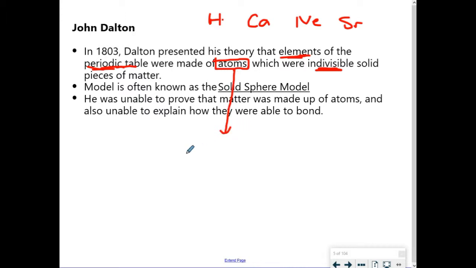Literally, the word atom, if you've never heard this before, comes from the Greek word atomos. That's actually like the root word of atom. Atomos is the Greek of it. And literally the Greek word means indivisible.